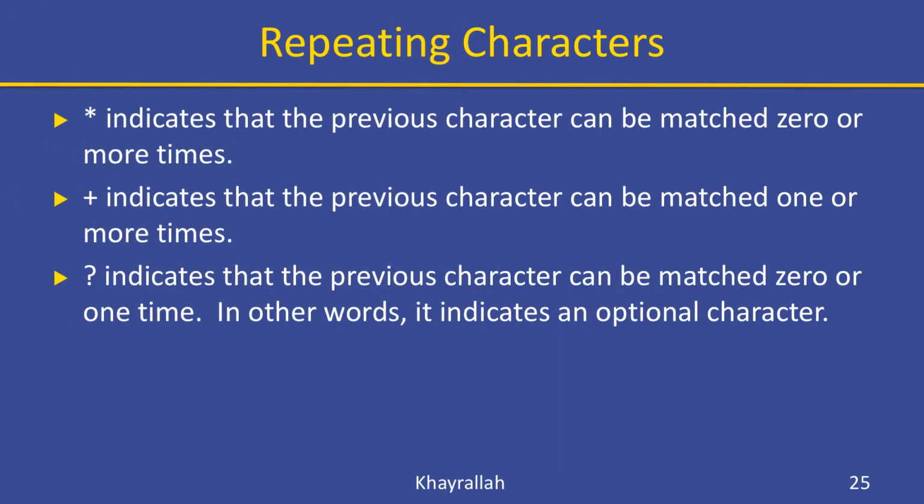There are three meta characters that may be used to repeat the character that appears before them in the regular expression. The star means repeat the previous character 0 or more times. The plus sign means repeat the previous character 1 or more times. And the question mark means repeat the previous character 0 or 1 time. So the question mark indicates that the previous character is optional. Let's look at some examples in Pythex.